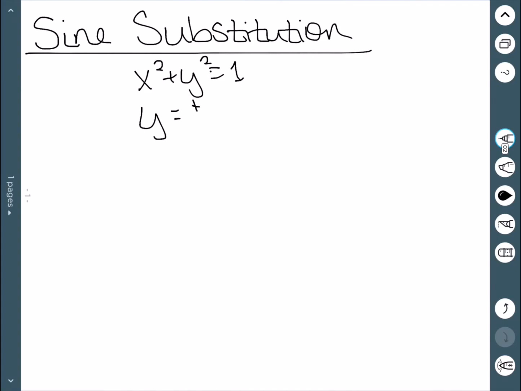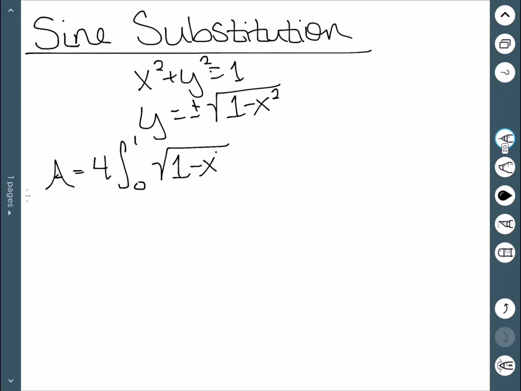I can solve for y and get the square root of 1 minus x squared. So to find the area, the easiest thing to do would be 4 times the integral from 0 to 1, since this is a quarter of the circle, of my function. And currently, we have no idea how to evaluate this.